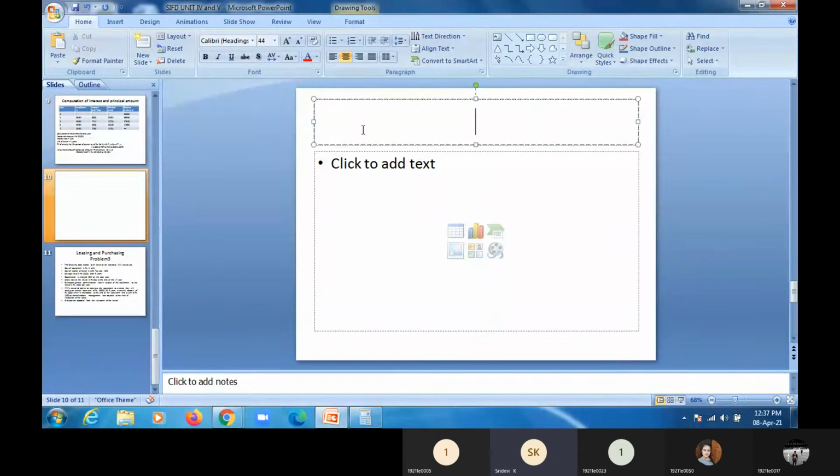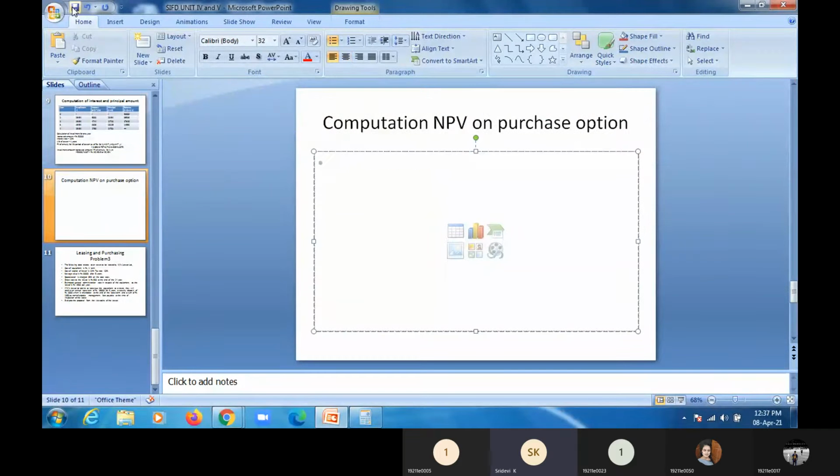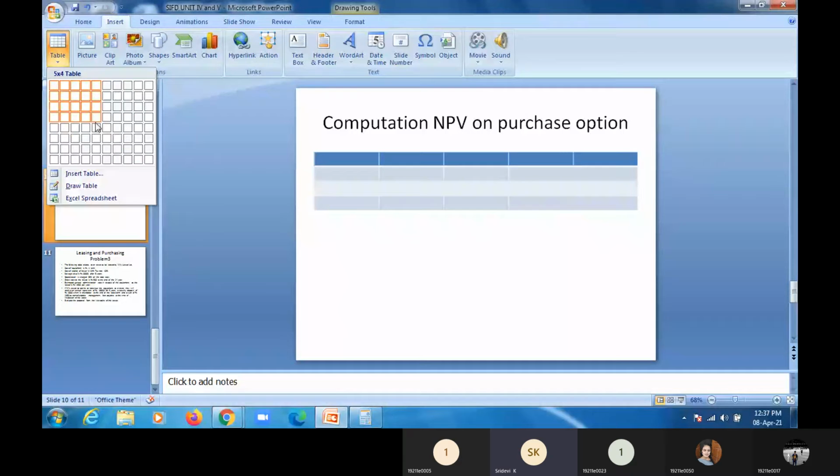So now you need to compute the computation of NPV on purchase option. Insert a table. Let us take a table of 7 columns.